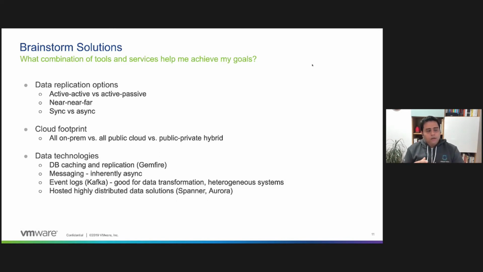You also want to look at your cloud footprint. So for instance, are you looking at a full on-prem footprint, or are you looking at a hybrid public-private footprint, or a full public cloud footprint? And the last consideration in this entire list should be specific technologies. So for instance, are you able to use certain caching technologies for replication and buffering use cases? VMware Tanzu's Gemfire application is actually quite a good one for those kinds of use cases.